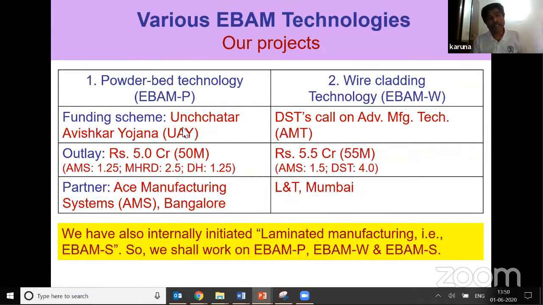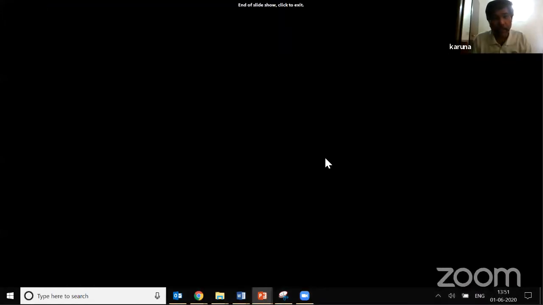Both are something like 5 crore each. Out of that, for the powder bed technology, we have collaboration with AS Manufacturing Systems in Bangalore. For wire based cladding, we have collaboration with L&T Mumbai in Powai. These private partners give 25% of the money in cash. Once they give the money to us, the Government of India gives the 75%. So both these projects are on and running right now.